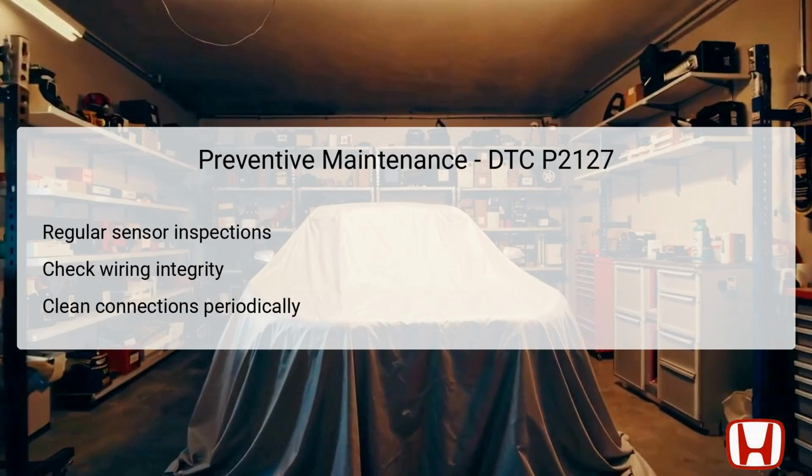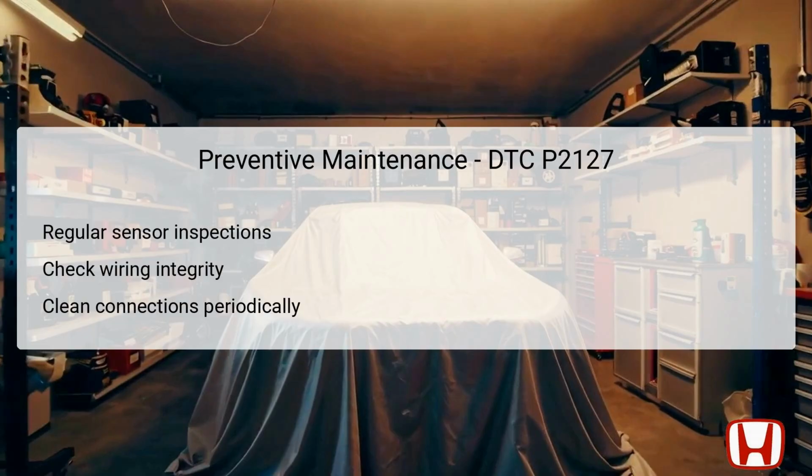Regular inspections of the APP sensor can help identify wear and tear before significant issues arise, ensuring that the sensor remains in optimal working condition. Additionally, checking the wiring integrity periodically helps to catch potential damage or fraying before it creates faults.